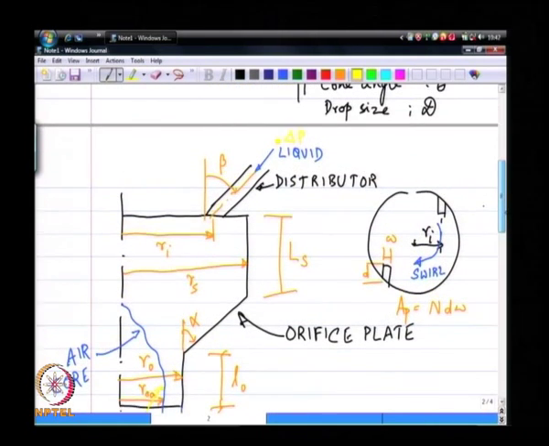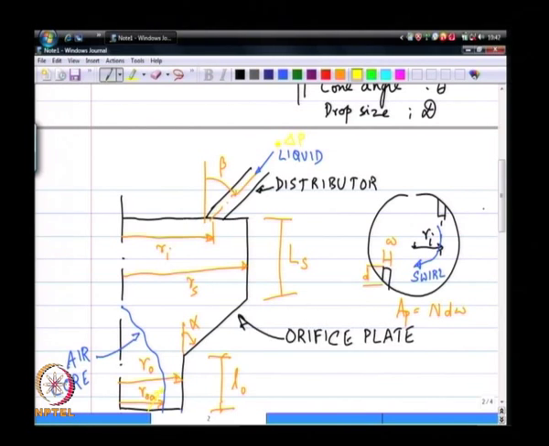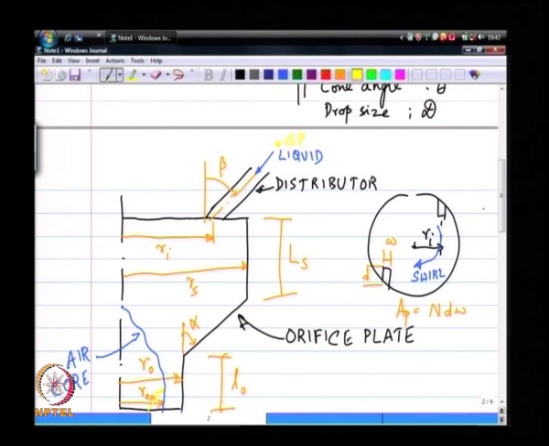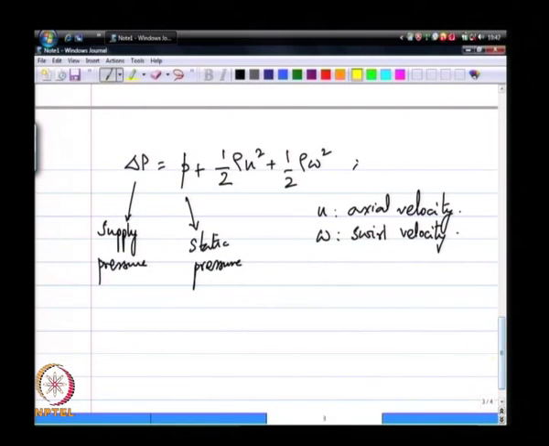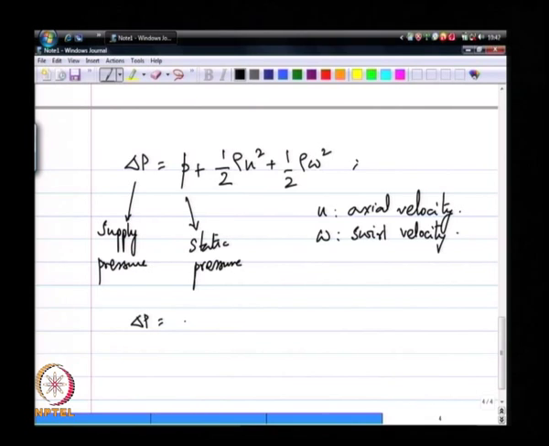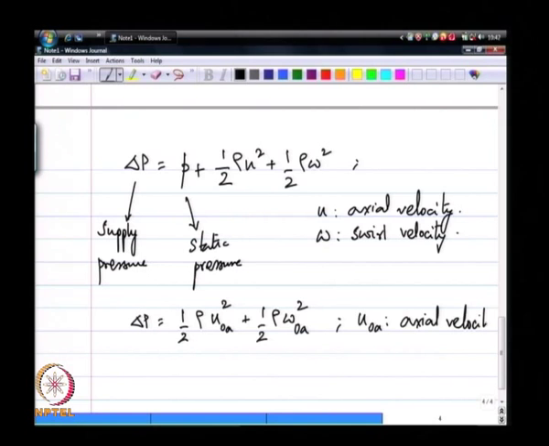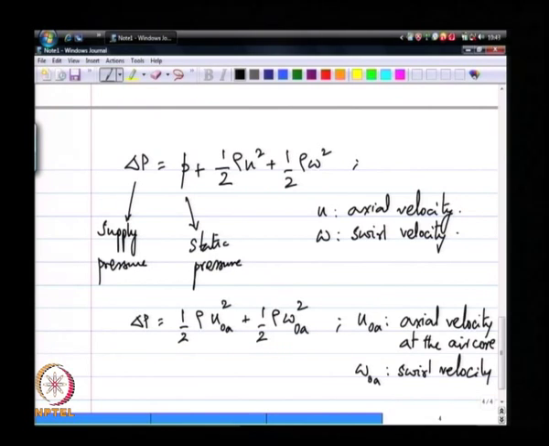So, I am applying Bernoulli's equation between this point way upstream of the atomizer, where the fluid kinetic energy is very small and basically U and W are 0, and a point just in the liquid, but on the air core periphery. So, if I apply Bernoulli's equation between these two points, what do I get? I find that delta P is equal to half rho U 0 A squared plus half rho W 0 A squared, where U 0 A is the axial velocity at the air core and W 0 A is the swirl velocity at the air core.